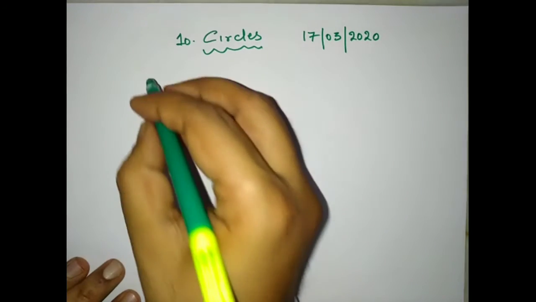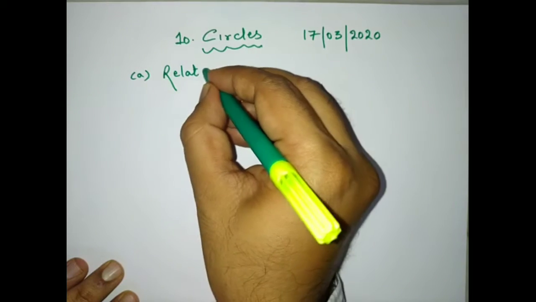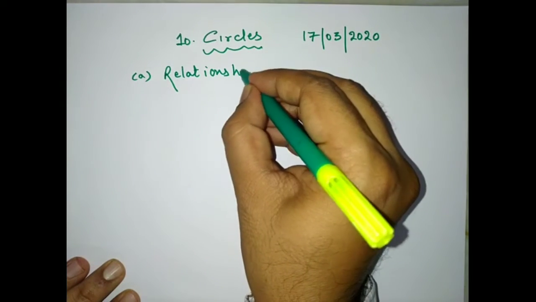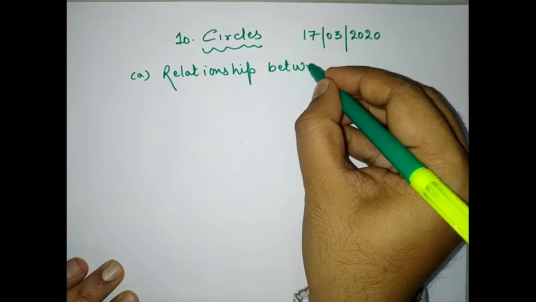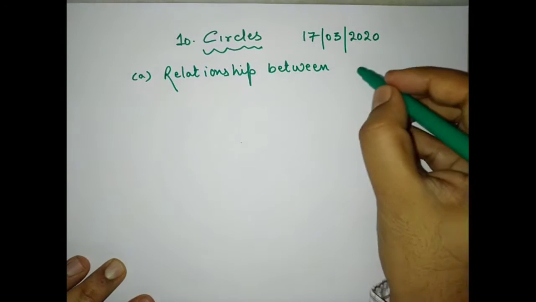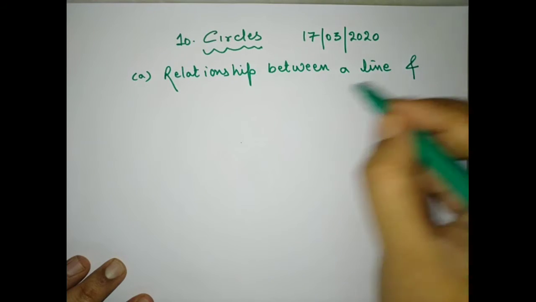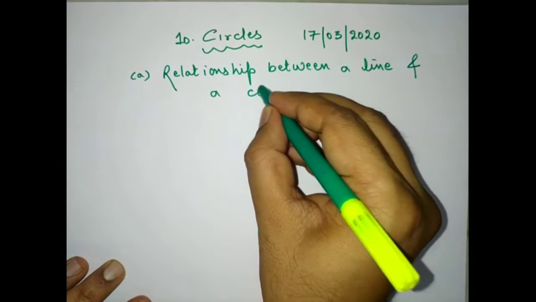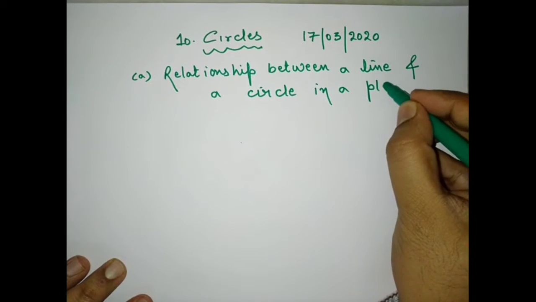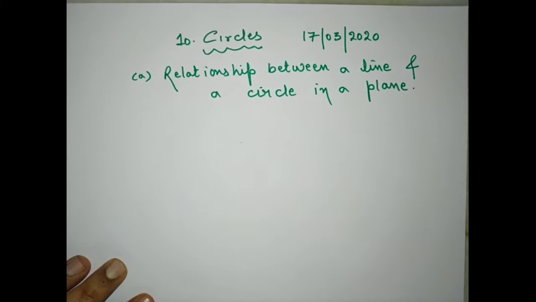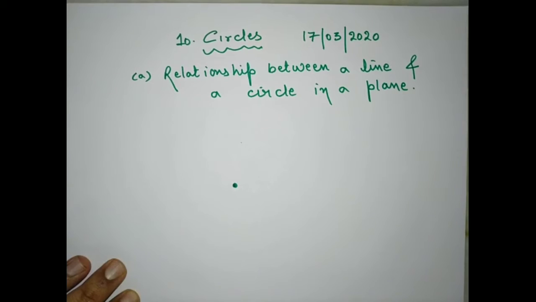Now, children, we all know what circles are. In this chapter, we are going to discuss mainly three topics. First is the relationship between a line and a circle if they both lie on the same plane. By same plane I mean here, say on the same piece of paper as I am doing. So let us draw a circle.